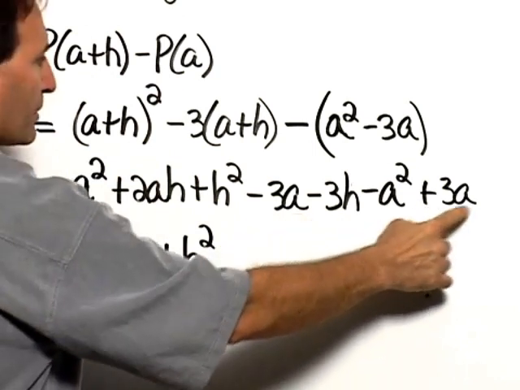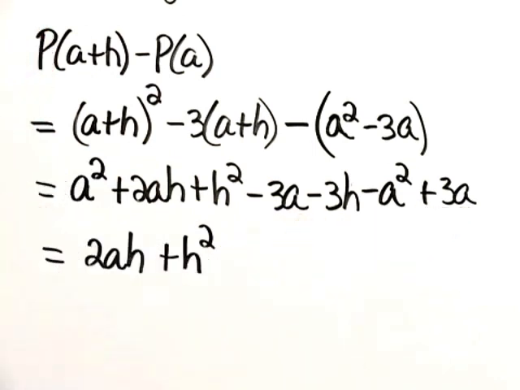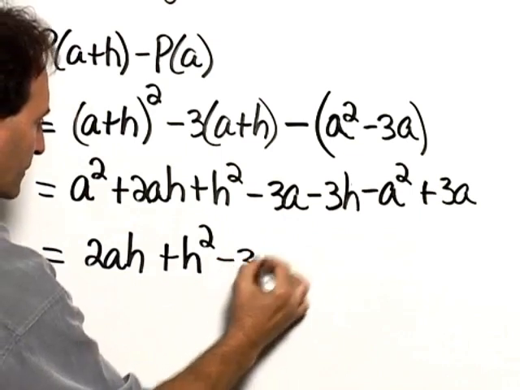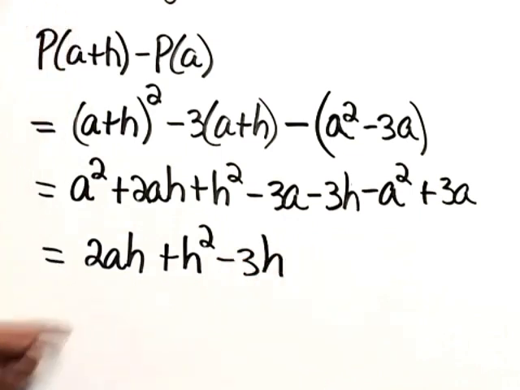Negative 3a plus 3a sums to 0. And then we have minus 3h. So that's the simplified form of p of a plus h minus p of a.